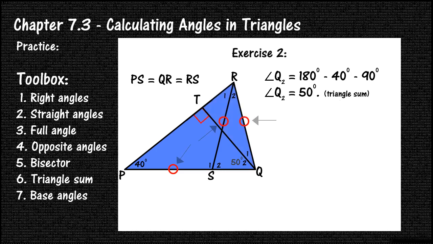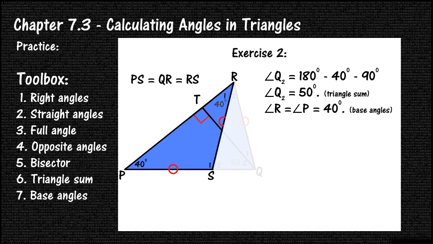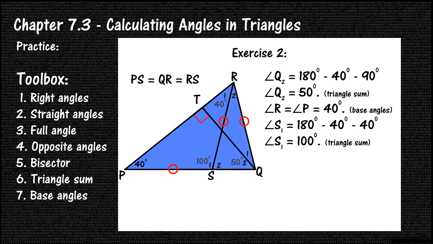We also see these symbols in our picture. These symbols mean that these lines are the same size, and thus triangle PRS and triangle QRS are both isosceles triangles, meaning they have base angles. In triangle PRS, angles P and R are the base angles, meaning angle R is also 40 degrees. And this allows us to calculate angle S1 with the triangle sum. 180 minus 40 minus 40 is 100 degrees.